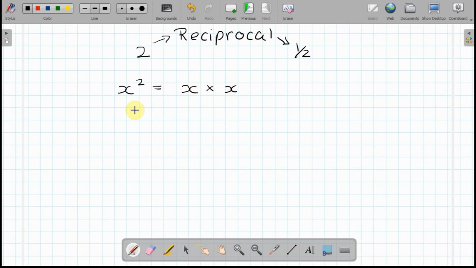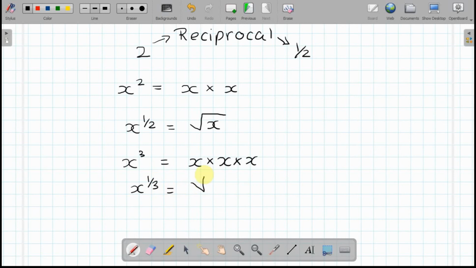Okay, so when I say x to the power half, it's multiplied by itself half times, it's basically the root. So the denominator of the fraction tells you what root it is. It's the opposite of squaring. Yep, so the opposite of squaring is square rooting. If I was to do x cubed, that's x times x times x. So the reciprocal of 3 is 1/3. So you're going to do the opposite of cubing. So x to the power 1/3 will be the cube root of x.